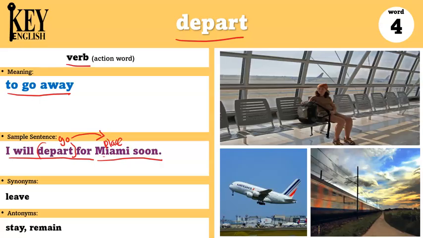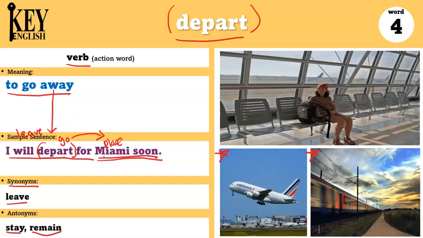And when you're talking about the go away part of depart, it means you are leaving somewhere. So I will leave where I am and go to some other place. The synonym of depart is leave, and the antonyms are stay or remain. So whenever you're taking an airplane ride somewhere, or maybe you're taking a bus or a train, you can use this word depart to talk about when you are leaving.